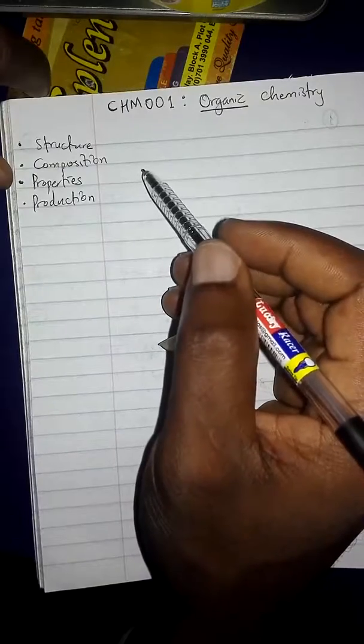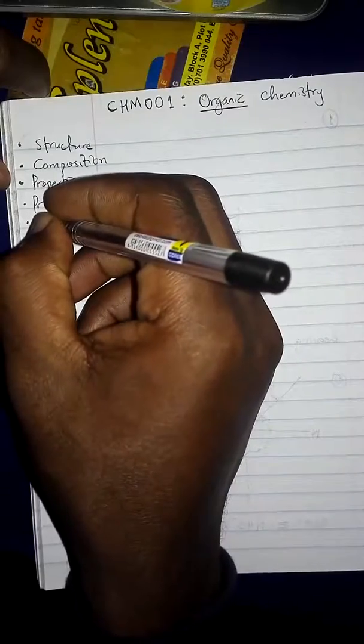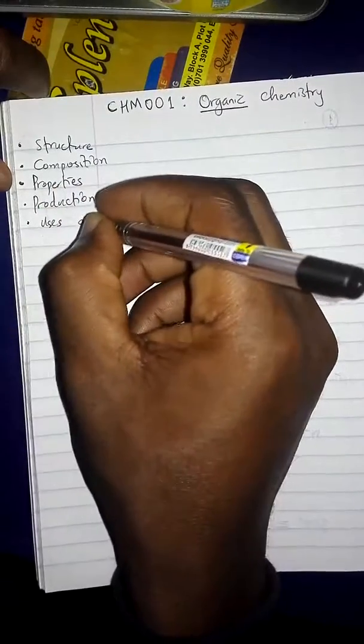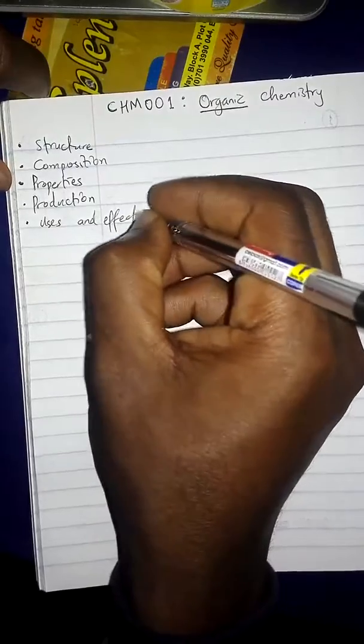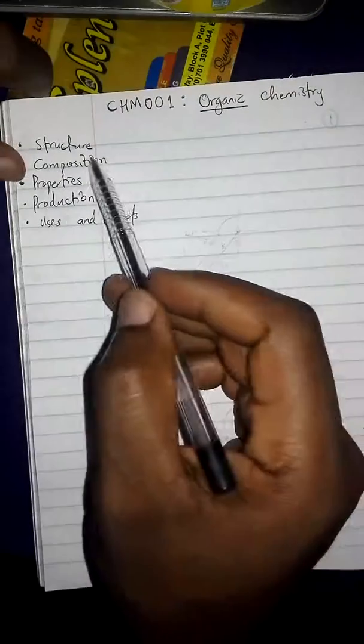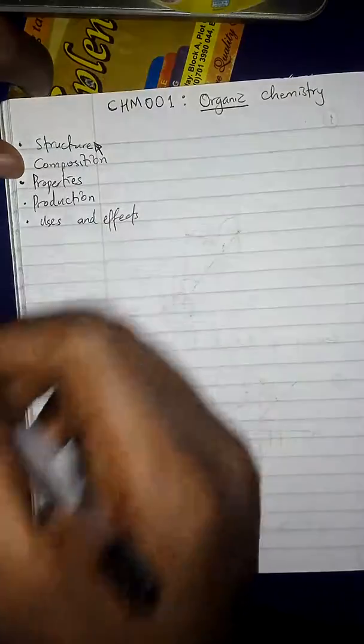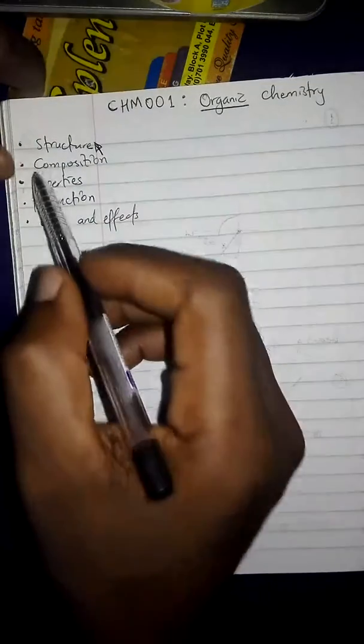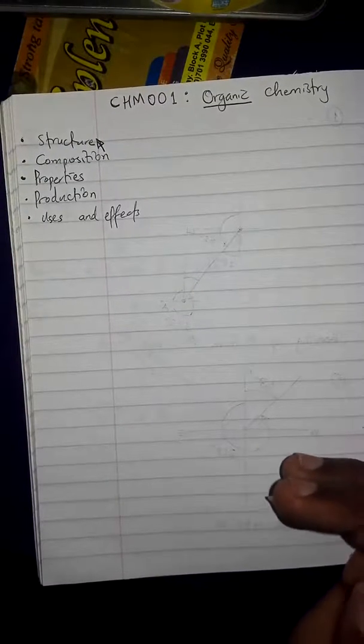Alright, so we also talk about the uses and effects of organic compounds. So how can you produce organic compounds? What is the composition? And that is closely related to the structure. Of course, we talk about composition, that is the elements or components that make up the organic compound. And we also talk about structure, that is how the elements or the different components are related. Those are the things we'll be looking at in this topic.